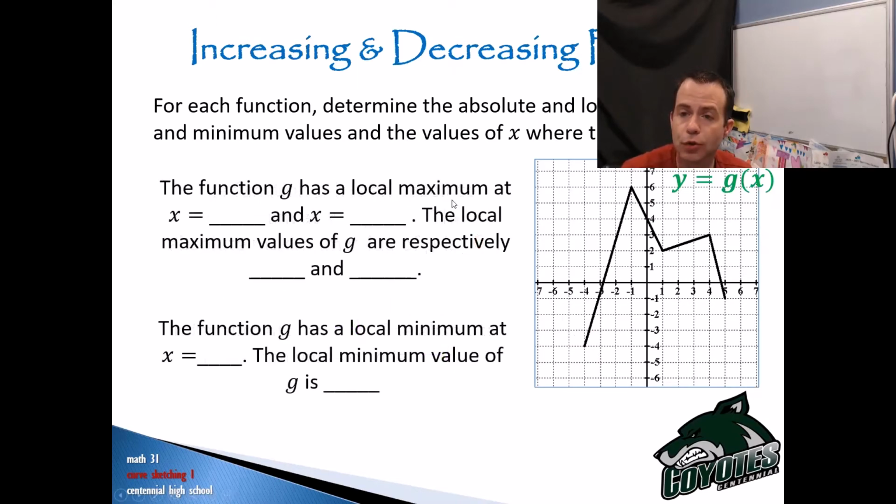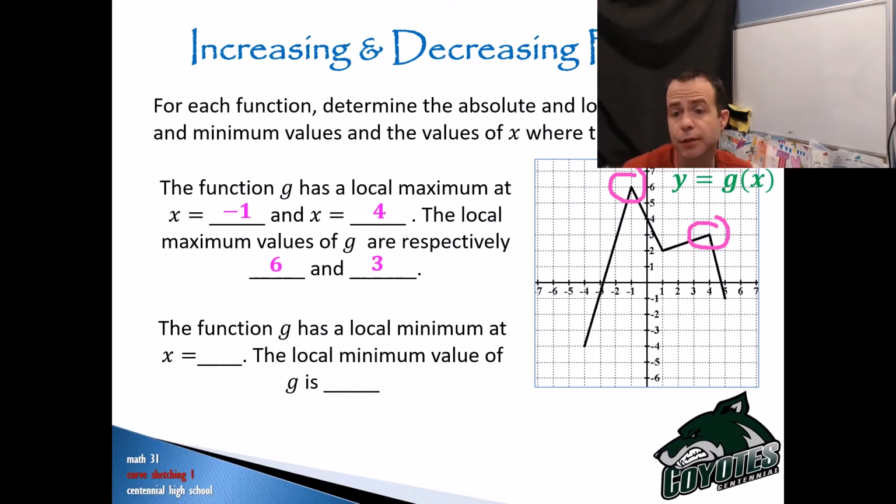And then we have a local maximum. Well, I've got a local maximum here and here. Okay, in both spots, I changed direction. So I have a local maximum at -2 and at 4. Oh, sorry, -1 and at 4. I wasn't reading my graph properly. -1 and 4. And then the maximum values would be 6 and 3 there.